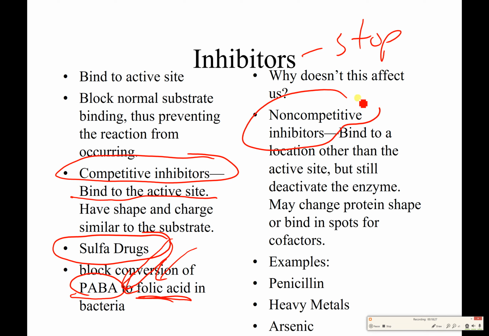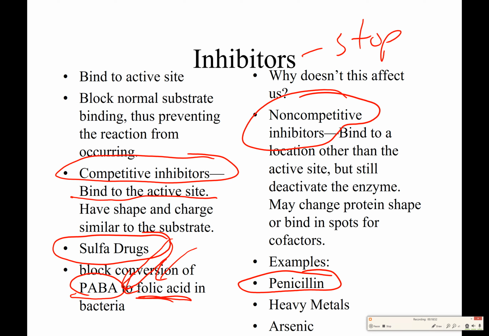There are also non-competitive inhibitors. These bind to an enzyme, but they bind somewhere other than the active site. They may bind where the cofactor goes, or the coenzyme. They may bind in an allosteric site, which we'll talk about in a minute. But the net effect is they still cause the enzyme to become inactive. They cause it to change shape and not work. Some examples are penicillin.